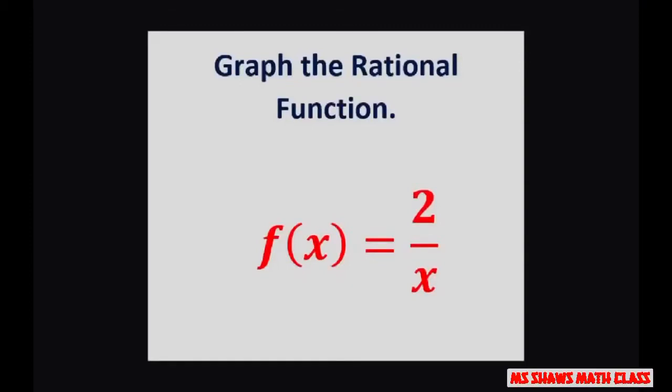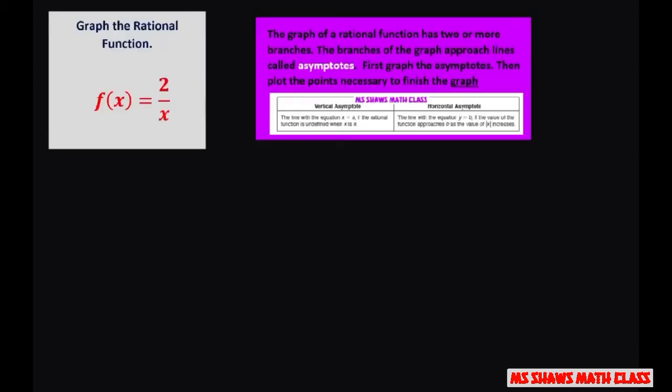Everyone, we're going to graph the rational function f of x. The graph of a rational function has two or more branches, and the branches of the graph approach lines called asymptotes. So when we graph rational functions, we graph them based off the asymptotes. They're going to be our framework for the graphing.